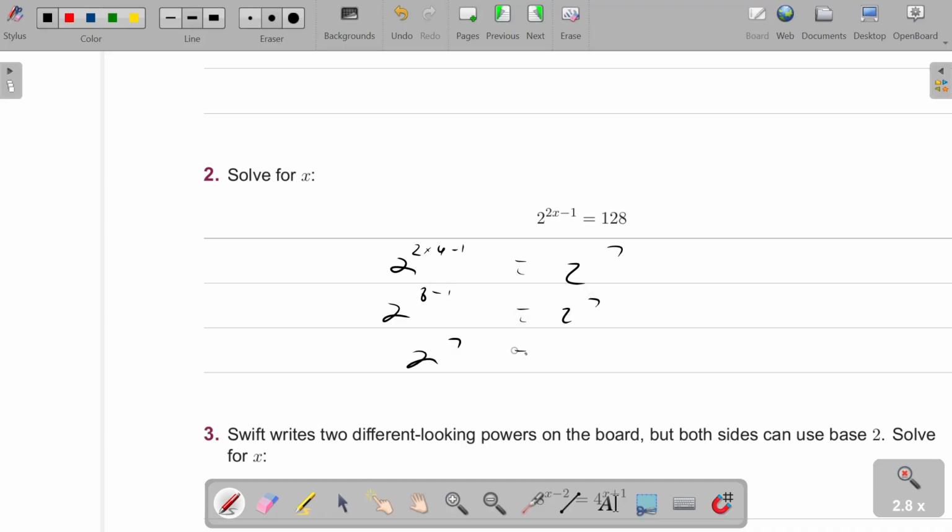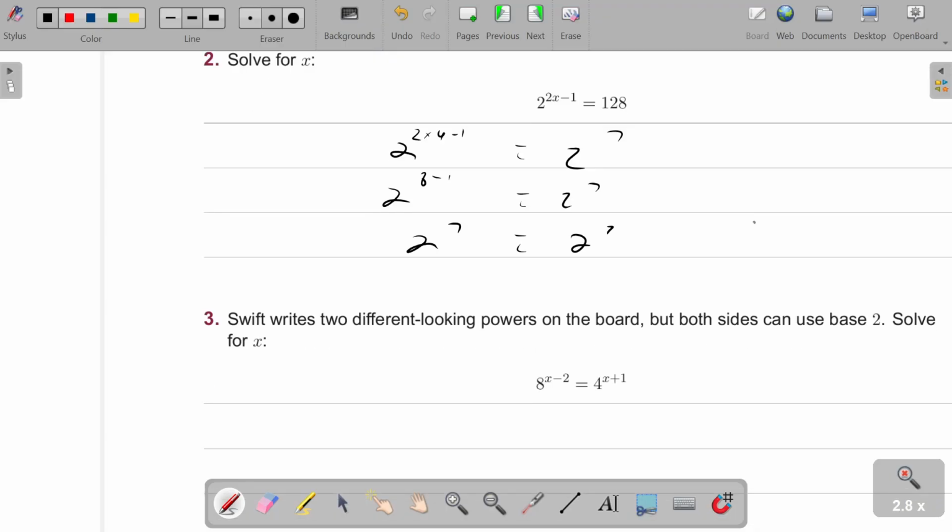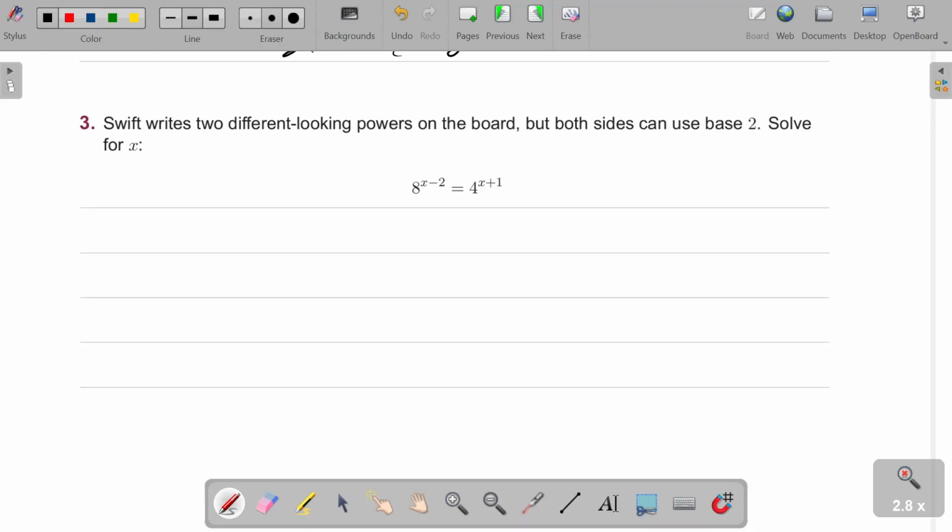And that is correct. 2 to the power of 7 is indeed equal to 2 to the power of 7. All right, now, Swift writes two different looking powers on the board, but both sides can use base 2. And we're asked to solve for x.